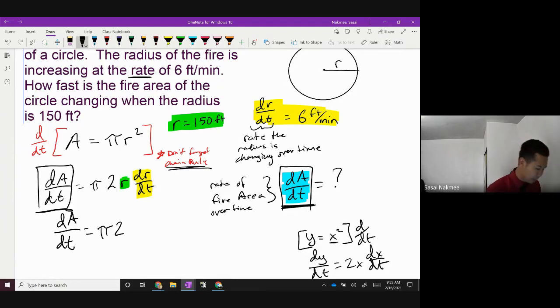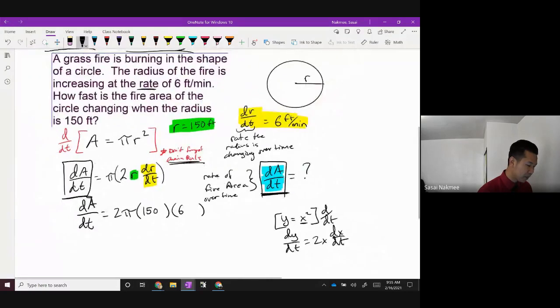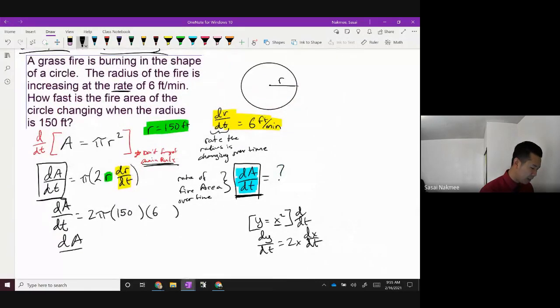And let's write it that way instead. I'm going to write this as 2 pi times r, and the radius at this particular time that we're focusing on is 150, times the rate at which the radius is changing, which is 6 feet per minute. So plugging all that in, I just plug this into a calculator. 2 times 150 is 300. 300 times 6 gives me 1800, and this is going to be 1800 pi.